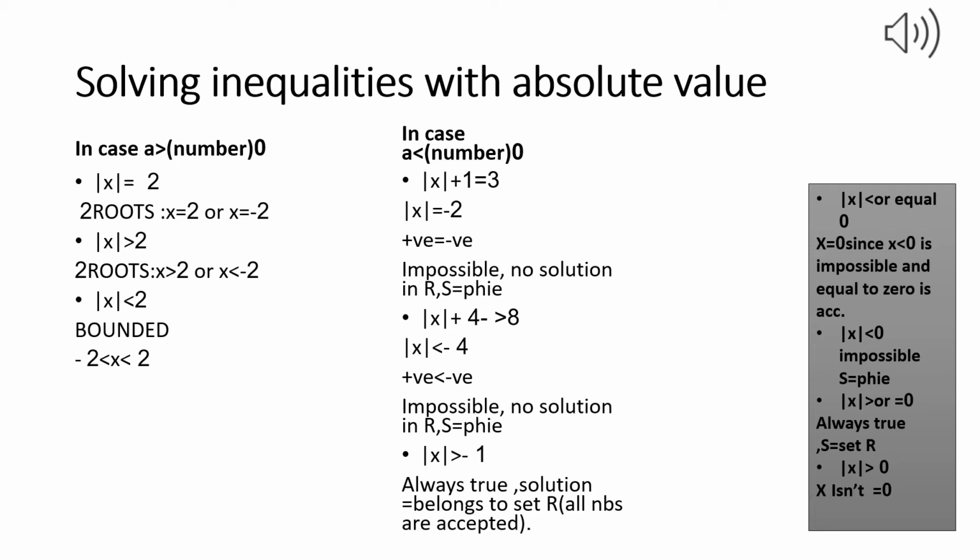Absolute x less than 0, which is negative, so impossible. The solution set contains phi. Absolute x greater than 0, so x is not equal to 0. Absolute x greater than or equal to 0 is always positive. So positive greater than or equal to positive is always true.